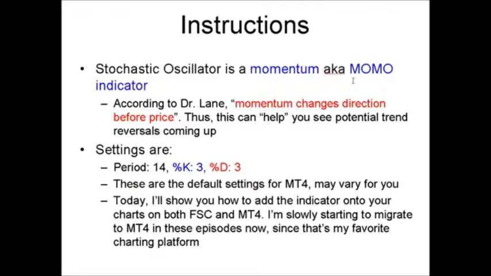So here are my settings. I use period 14, and for %K is 3 and %D is 3. These are the default settings for MT4. Depending on what charting platform, that may vary for you, but you can change the settings to match this: 14, 3, 3. That's what it looks like on the chart after you're done.